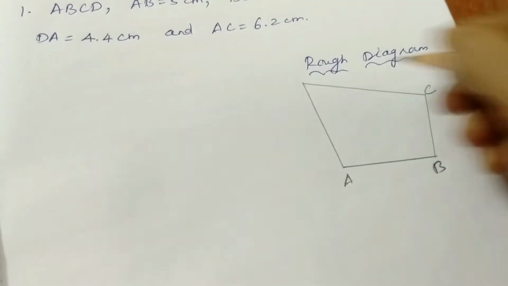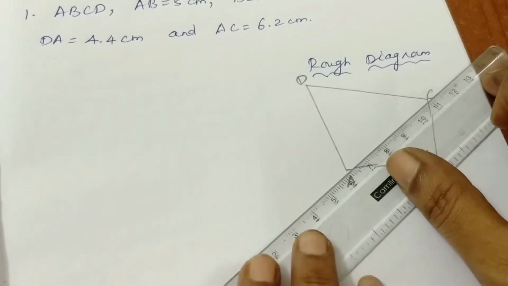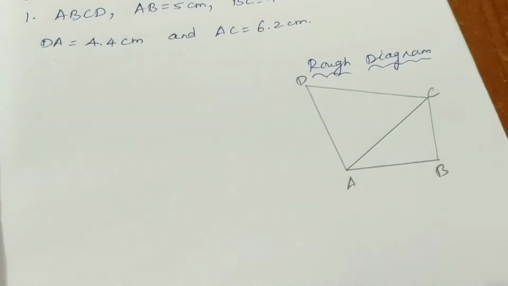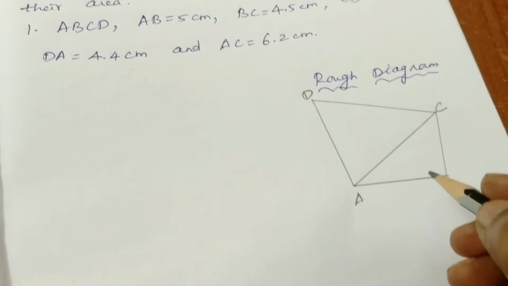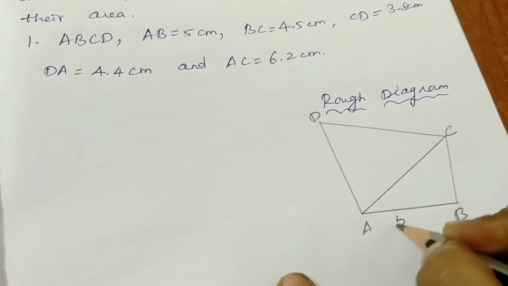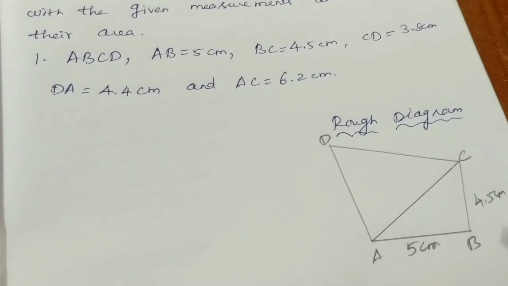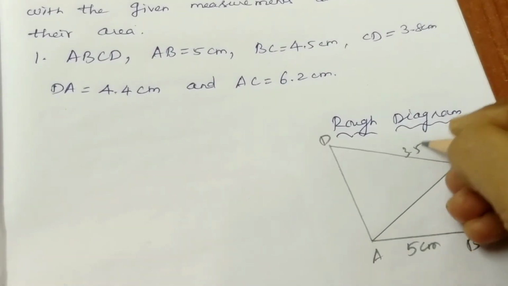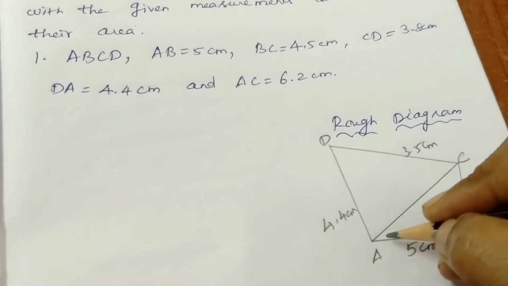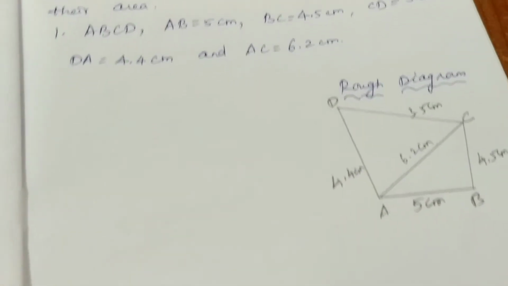Name the vertices A, B, C, D, and then we have been given one more measurement, AC, that is our diagonal of the quadrilateral. So like this. Now, AB we have given 5 centimeter, BC 4.5 centimeter, CD 3.5 centimeter, DA 4.4 centimeter, and finally AC measurement is 6.2 centimeter. This is our rough diagram.